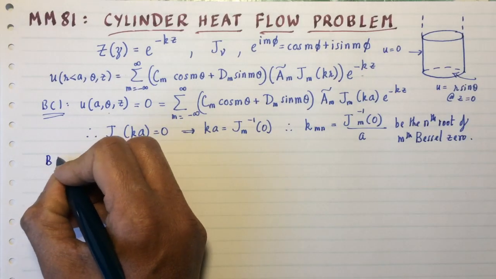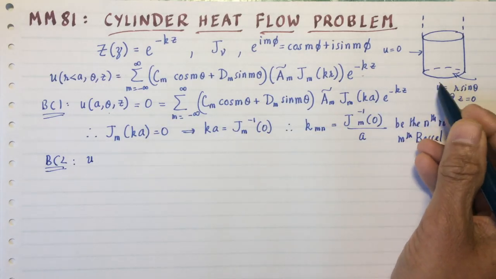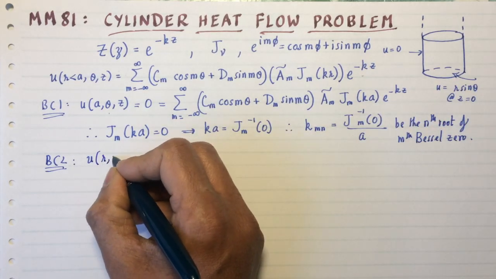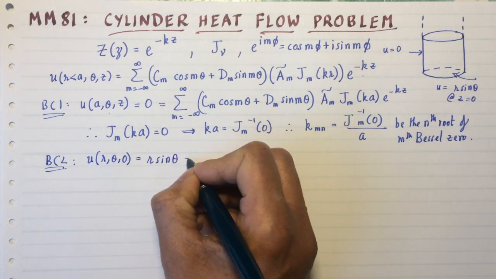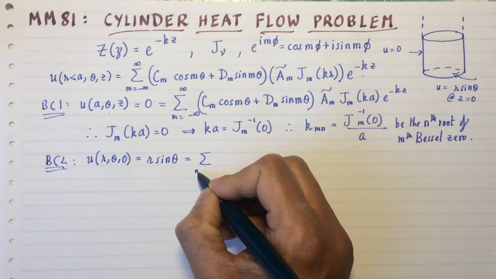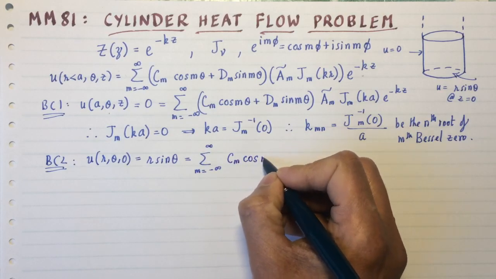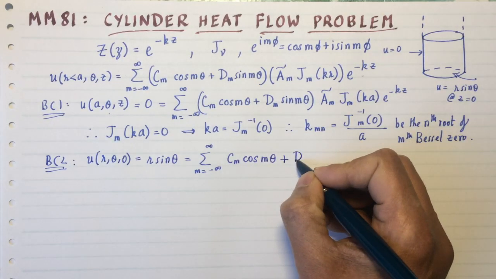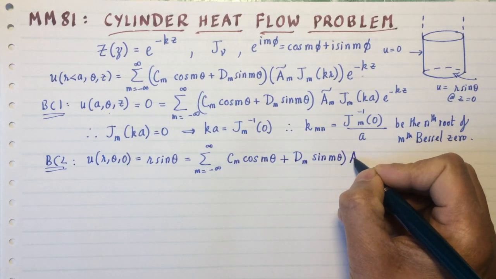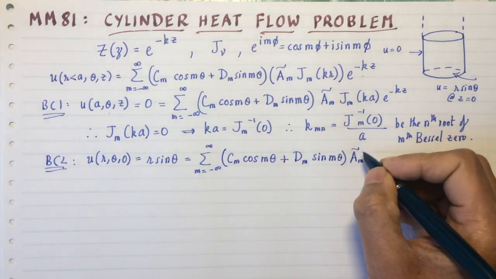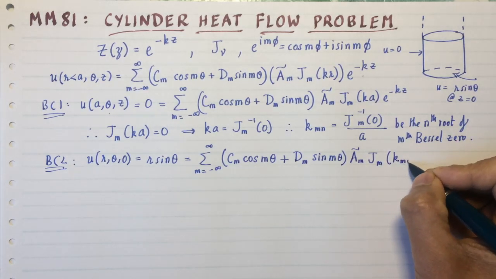The second boundary condition, BC2, is that the bottom of this, where the hot plate is located, is at r, theta, 0, because z is 0, and that's given as r sine theta. So let's apply this one. That's the sum from m equals minus infinity to plus infinity, c_m cosine m theta plus d_m sine m theta, a_m tilde J_m, and now with our newfound knowledge, I'm going to write this as k_mn r.